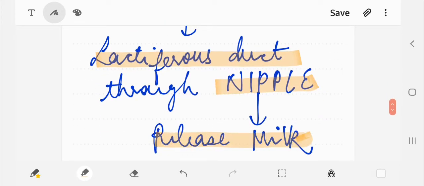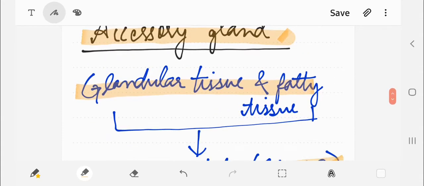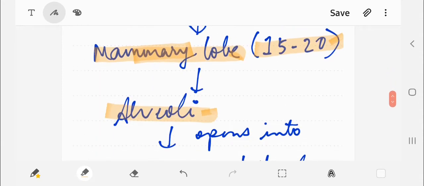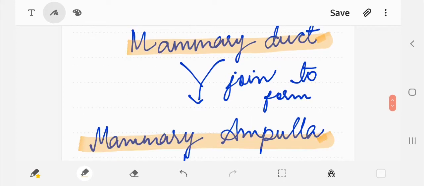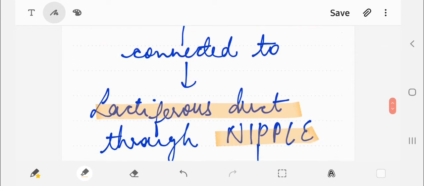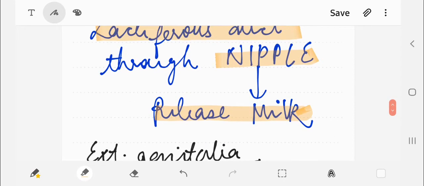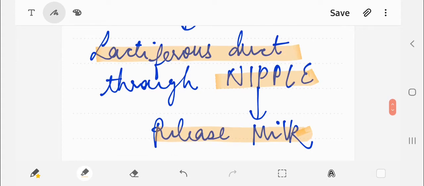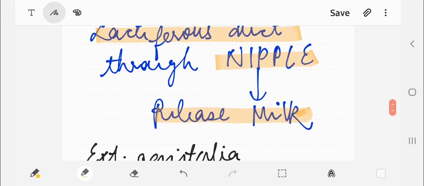So this is the pathway of how the milk passes from the glandular tissues to the mammary lobes, to the alveoli, tubule, duct, ampulla, and then to the lactiferous duct, and through the nipple, which is present in the mammary glands. That is the pathway for releasing or ejecting the milk. And the black colored portion which is surrounding your nipple is called the areola. So that is your mammary gland.